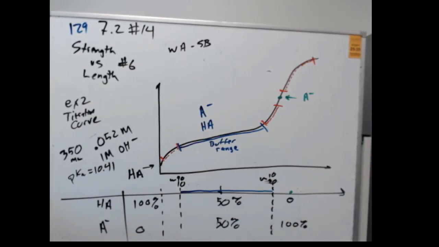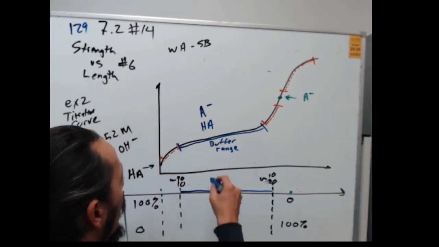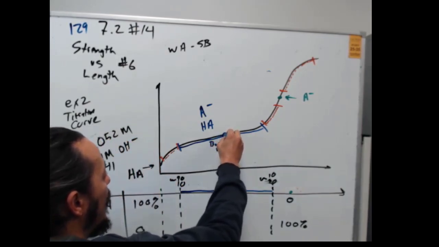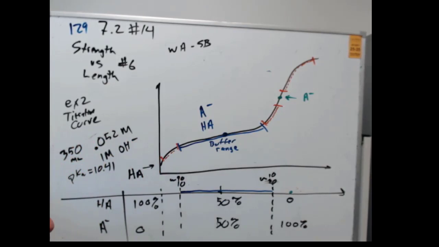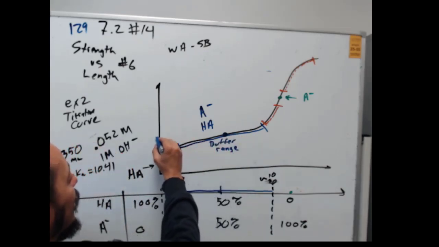So what's wrong about that? Is it the max of the buffer range? No, the easiest thing. Easier than M1V1. The pKa equals pH, right? At the midpoint. Right, so let's go ahead and explain that again.